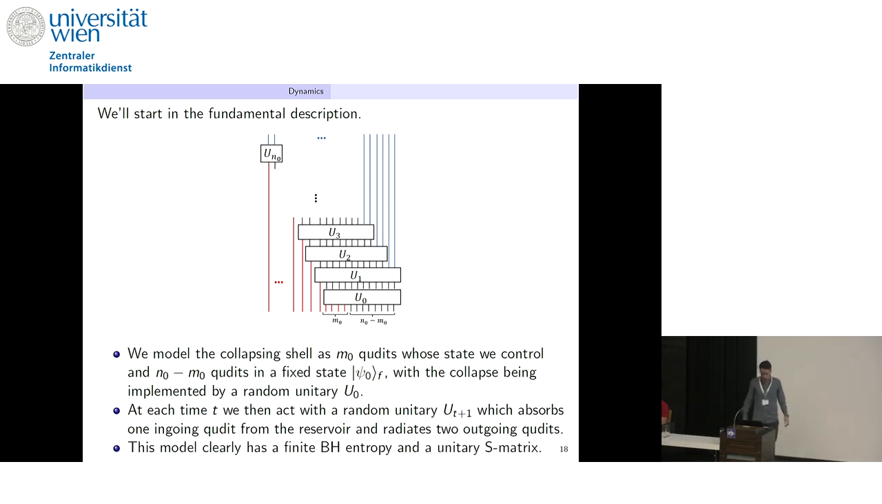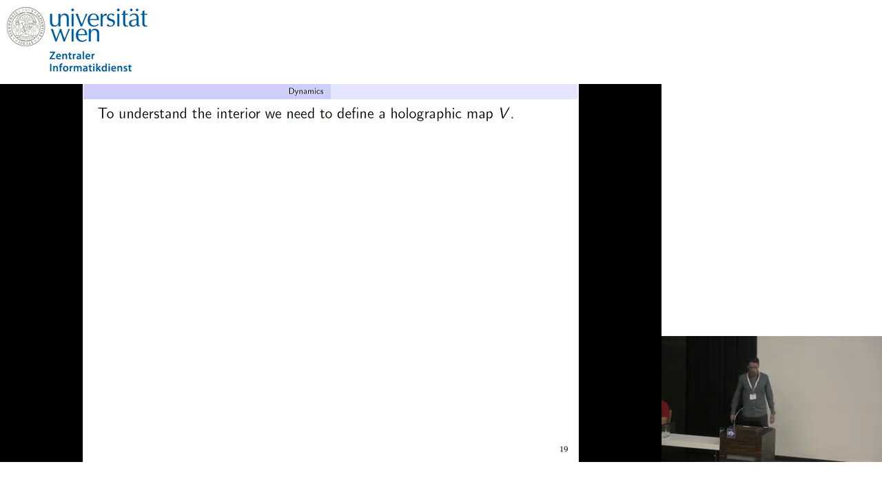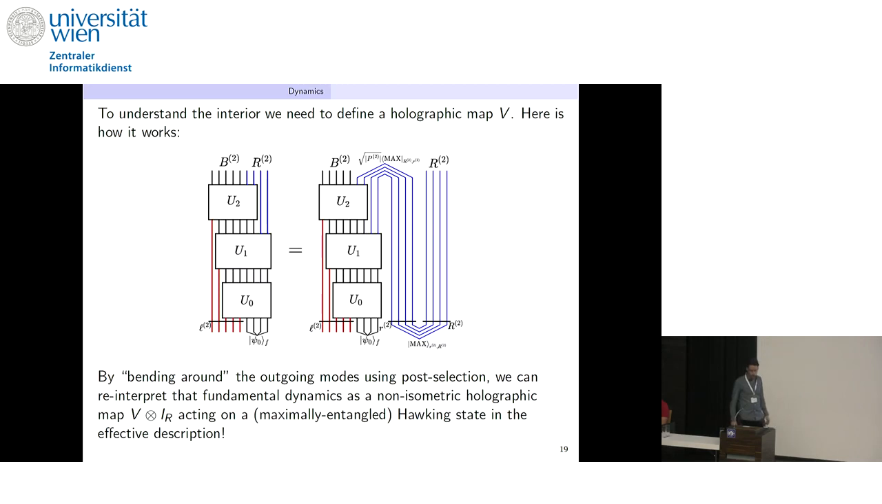It's obvious that it has finite black hole entropy and a unitary S matrix, so it checks boxes 1 and 2. All right. What about box 3? So to understand the interior, we need to define a holographic map V. Here's how it works. So we just take the same dynamics that I just described. Here I've just shown the first few steps.